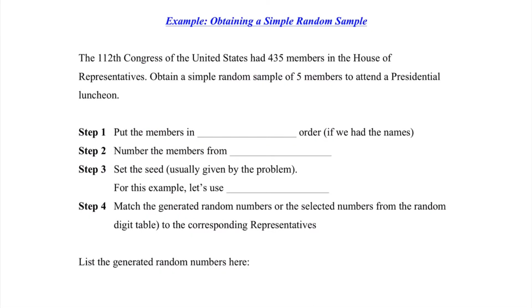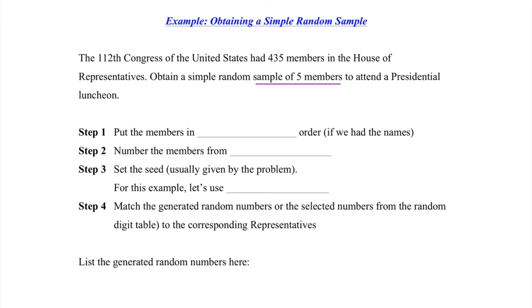Let's go ahead and jump into an example to elaborate on this a little bit, as it can be a bit confusing. We're told the 112th Congress of the U.S. had 435 members in the House of Representatives. They want us to obtain a simple random sample of 5 members to attend a presidential luncheon.